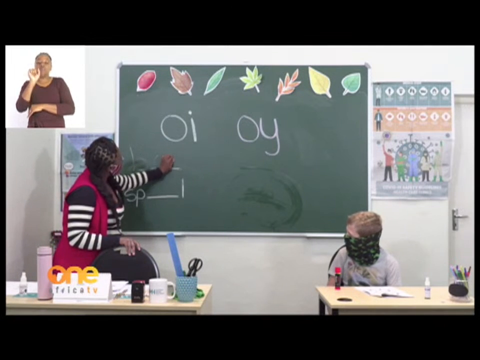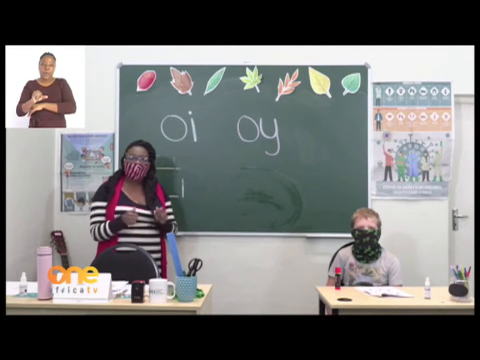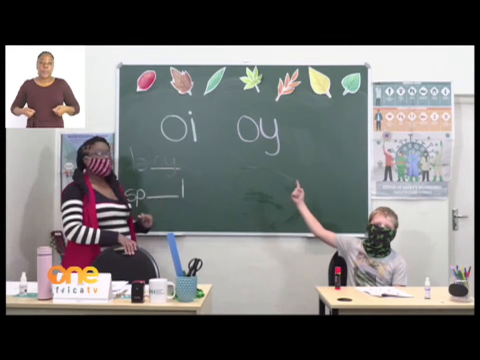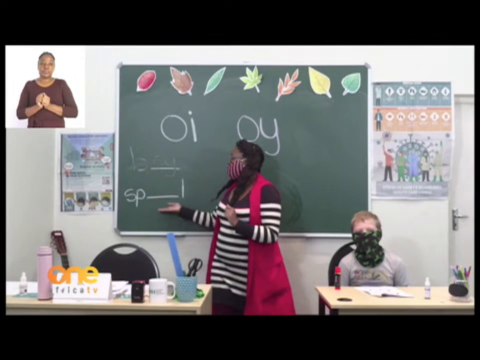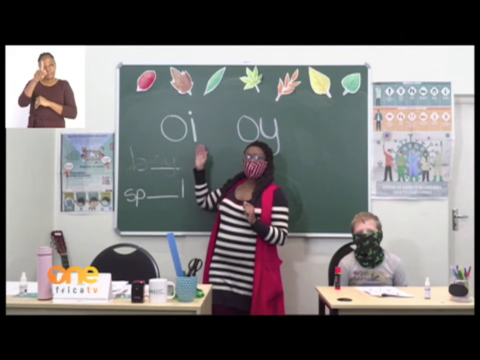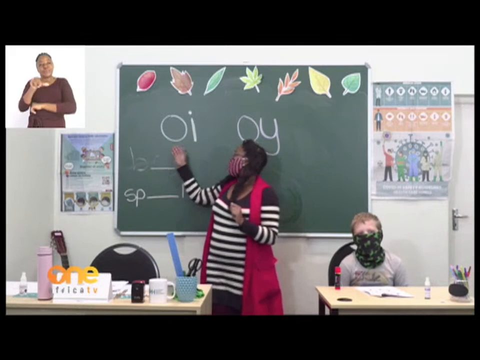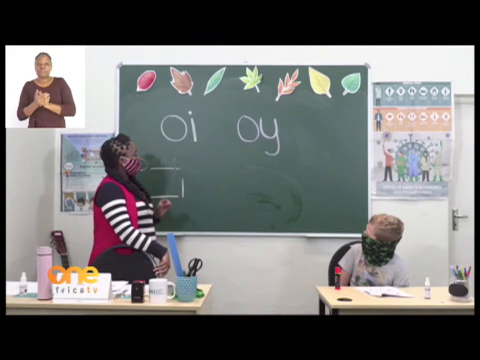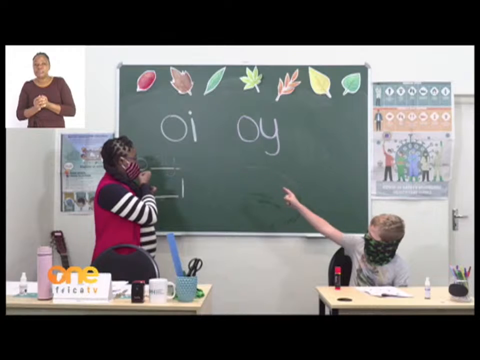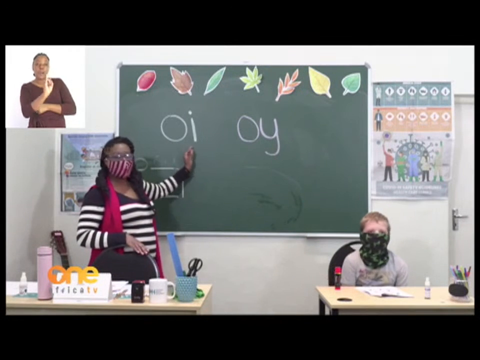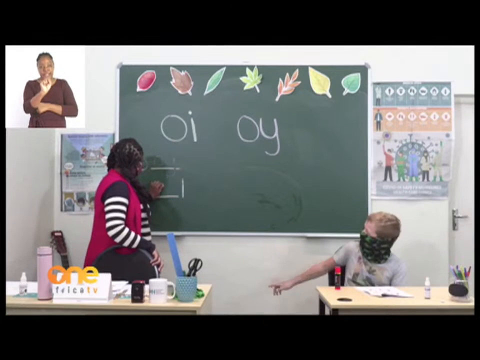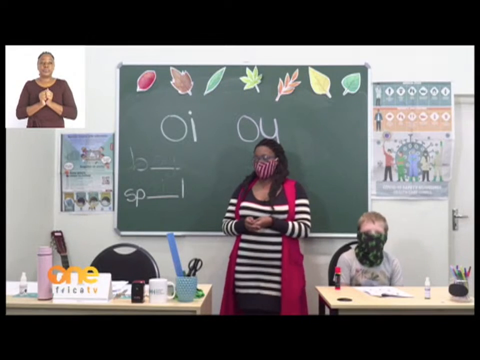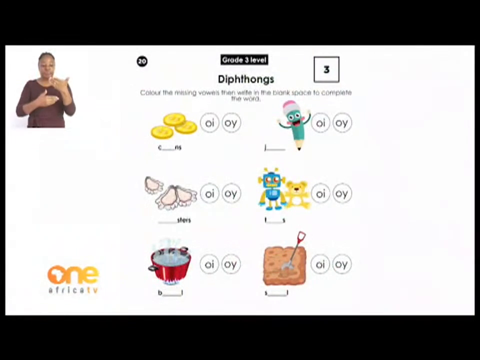O-Y. If you got this correct at home as well, well done. So the word boy for O-Y. Then we have the word spoil. Do we use O-I or O-Y? Which one do we use? Point to the one that we use. Yes, we use O-I. So our word will become spoil.